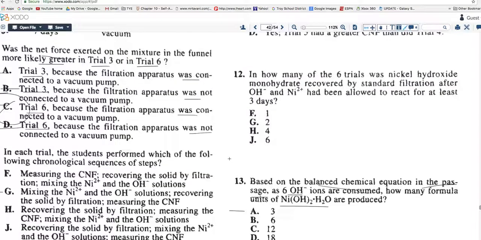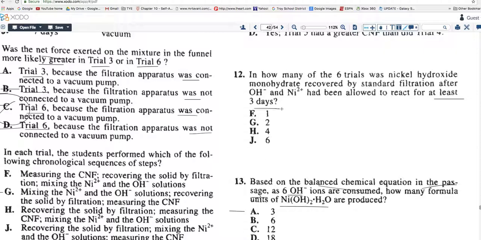Alright, Krisha, can you finish up 12? Yeah, so you underline nickel hydroxide monohydrate, standard filtration, and then 3 days. Not just 3 days, at least. Yes.